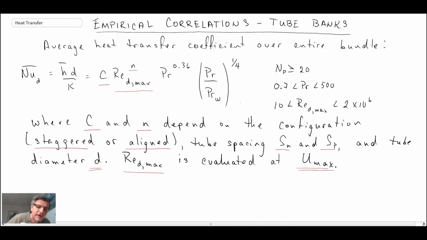So with this equation, there are a couple of other things we'll note. Here, the Prandtl number is being evaluated at the wall temperature. That's what the subscript W denotes. The other properties in this equation are evaluated at the average between the inlet and the outlet of the tube bundle.